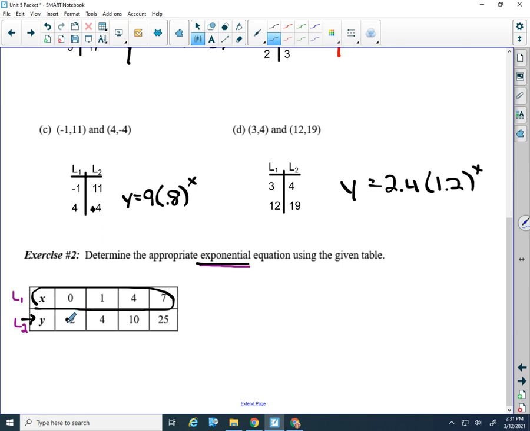So first thing I'm going to do, change that. There, no problem. Y equals 2.4 times 1.4 to the x. And that's all there is to it.